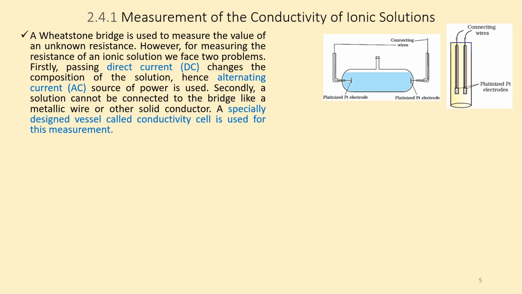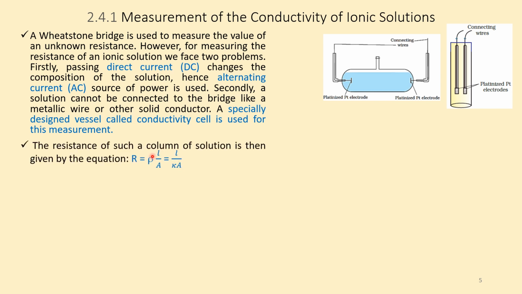Secondly, the solution cannot be connected to the bridge like a metallic wire or any other solid conductor, which we were using in the case of metallic conductivity or for measuring the resistance. Here, a specially designed vessel has to be used for measurement of conductivity of ionic solutions. The resistance of such a column of solution is then given by rho into L by A, that is equal to L by kappa into A.